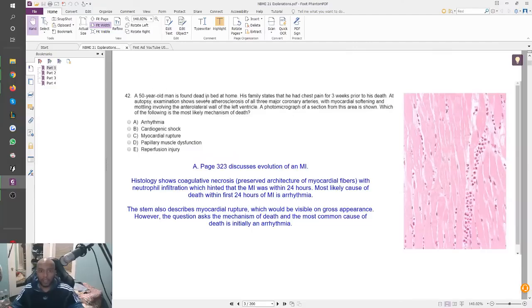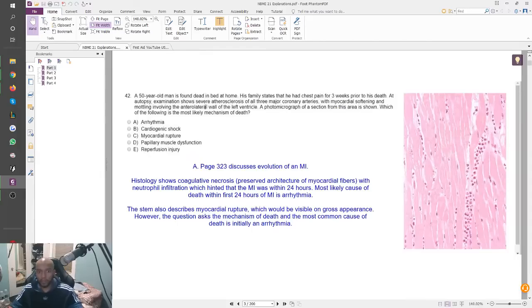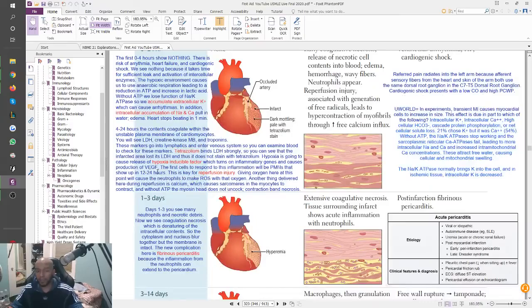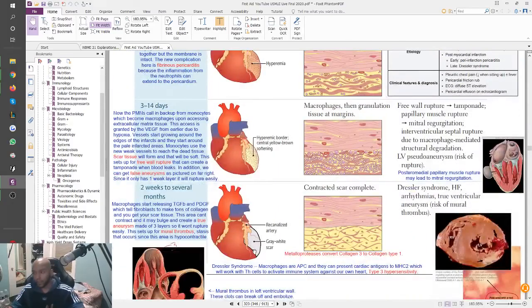And he was found dead at home. But we don't really have in this question how long ago he might have died. We just know that he had chest pain for 3 weeks, and I guess he didn't really go see a doctor. Right, so we don't know how long ago he died, but the description they're giving, myocardial softening and mottling, makes it think he might have just died within the 24 hours, if anything within 1 to 3 days. Right, at which point you do still have some mottling, but now at this point this stuff starts to become more stiff, right? Because eventually it's going to become very solid and it's going to be too hard. It's not going to contract very well.